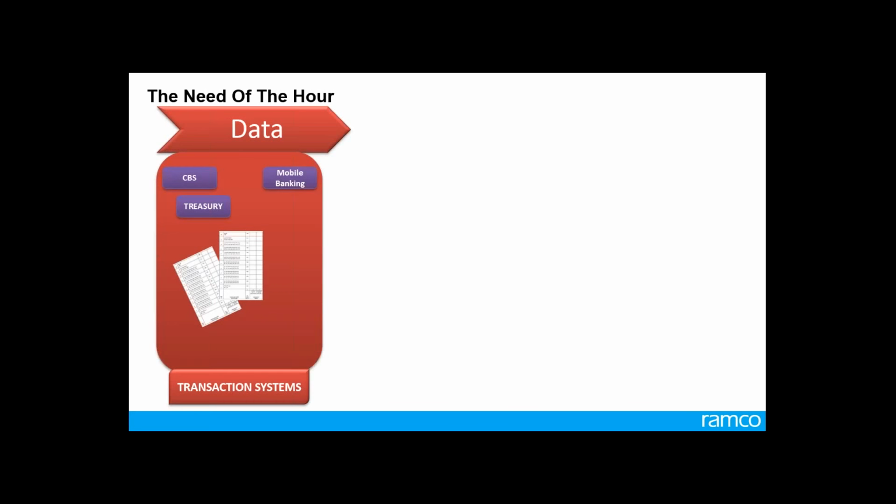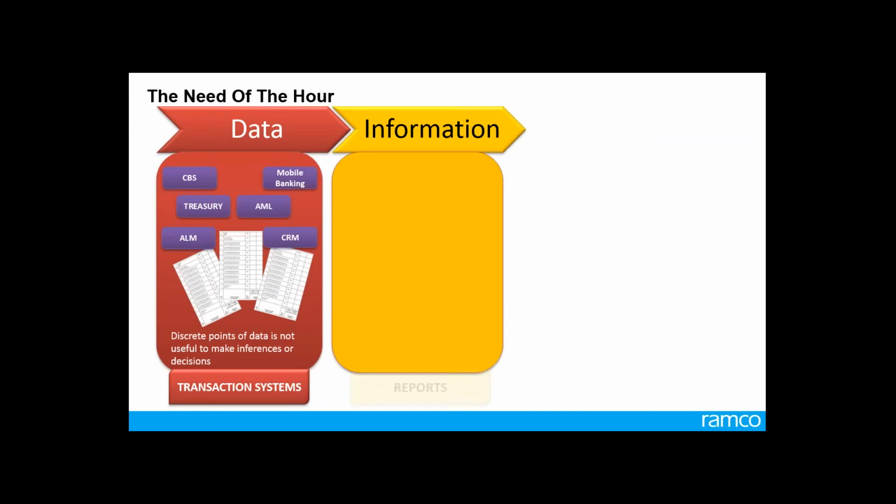Like I said earlier, there are multiple systems within the bank which provide a lot of data, like the CBS, the Treasury, the mobile banking, the CRM, the ALM, the AML, and each of these provides its own set of data or reports. But these are all discrete points of data that are potentially useful for that particular department, but for the overall bank, discrete data is just not sufficient. There need to be more inferences based on which decisions can be taken. And that's when the conversion of that information comes in very handy.